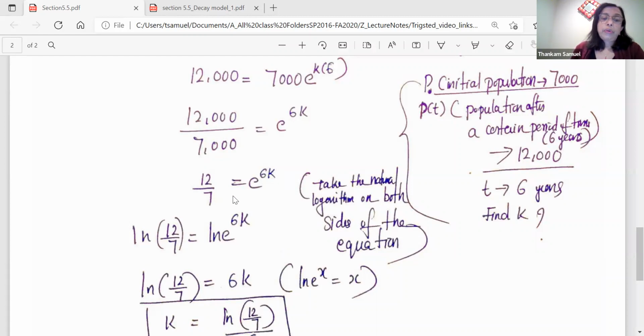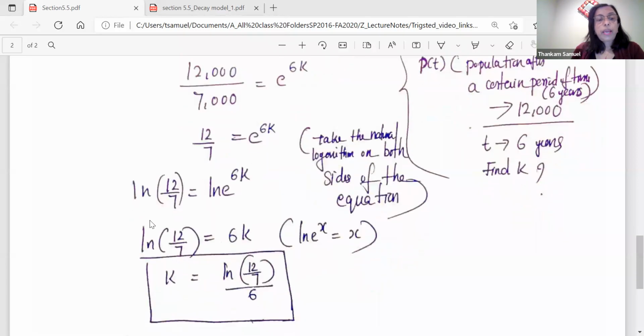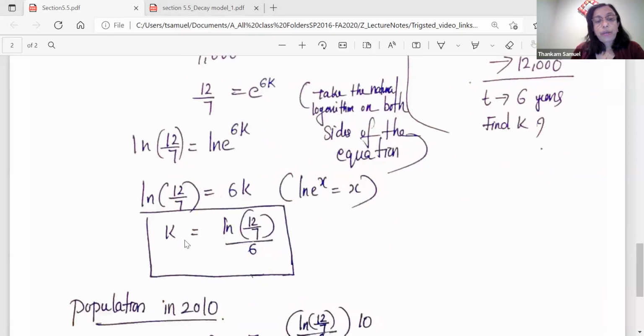In this case, we can apply the method of taking the natural logarithm on both sides of the equation to solve for k. So ln of 12 over 7 equals ln of e to 6k. We have already studied a property of the natural logarithm, ln of e to the x is x. So we can use this formula here. ln of e to 6k equals 6k, just the exponent. Then ln of 12 over 7 equals 6k. To solve for k, divide both sides by 6.